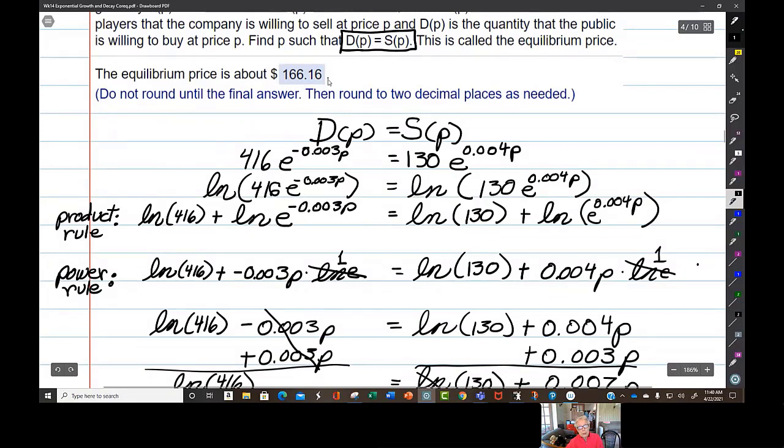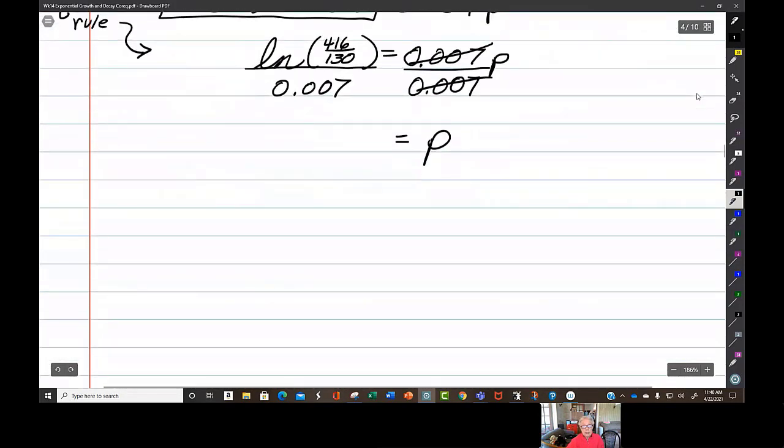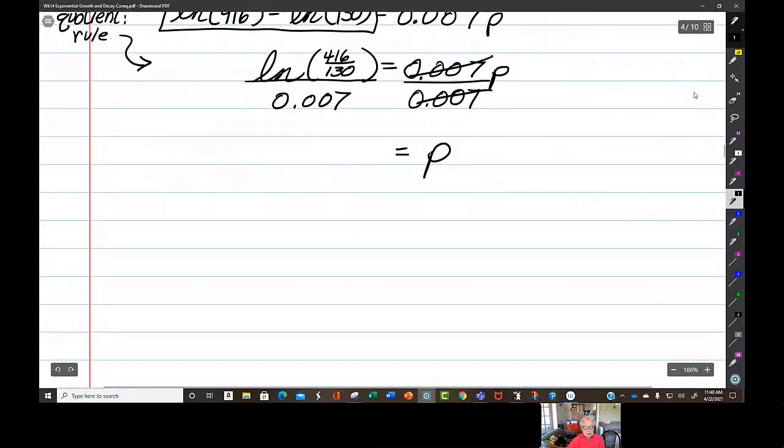Notice it's rounded to two decimal places, which is normal for money in the US. Unless you're buying gas. And then it seems to be rounded to three decimal places. Sometimes.